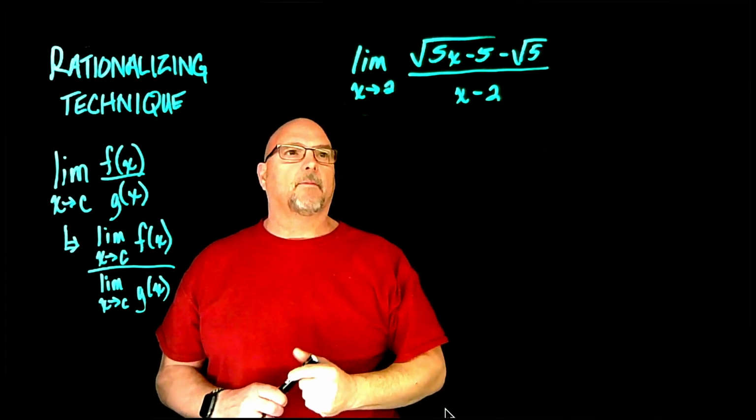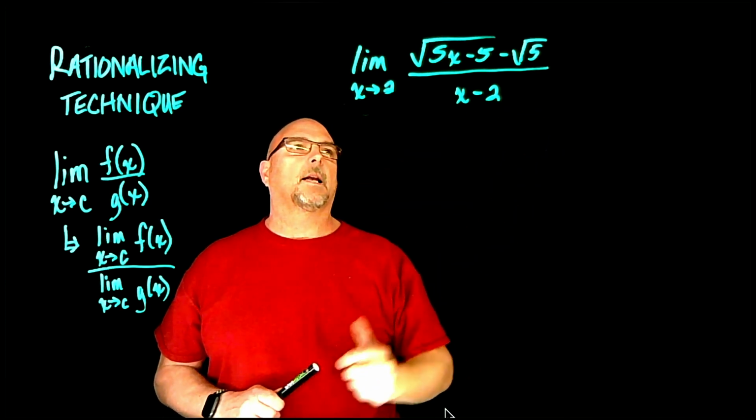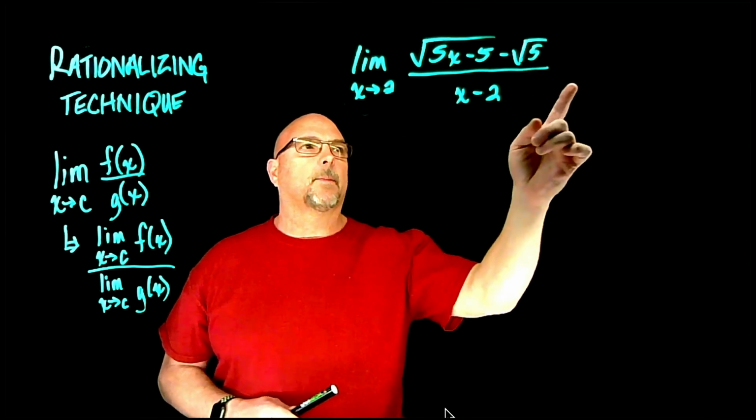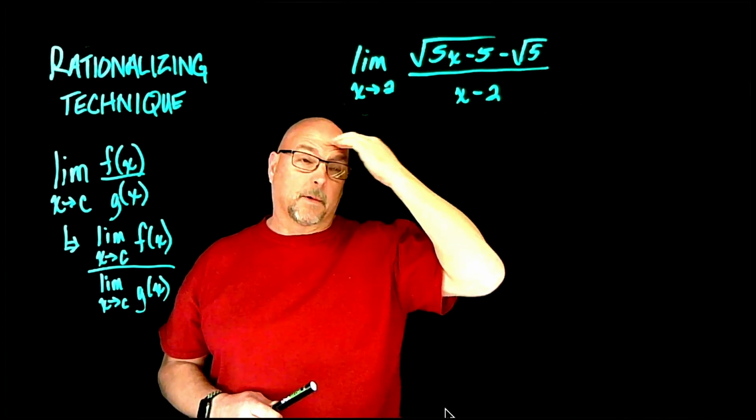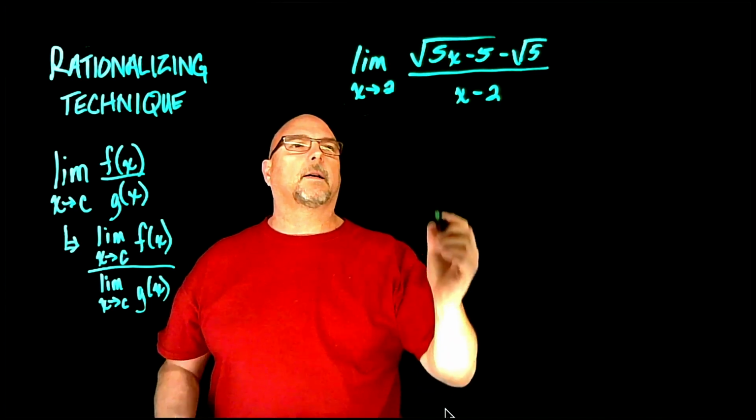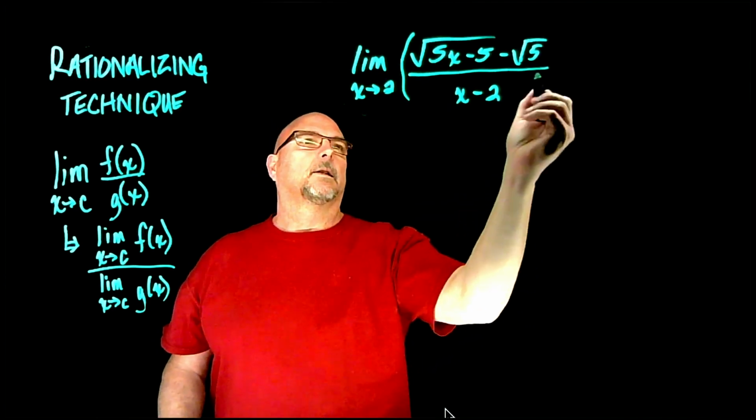We're going to do the same thing. We need to use the rationalizing technique. I see these radicals up here, and when I see another radical here, sometimes that means at the end I'm going to have some radicals to look at to simplify. So let's go ahead.